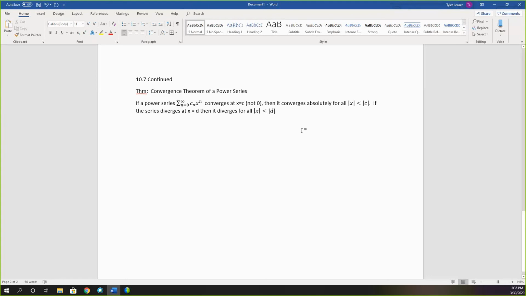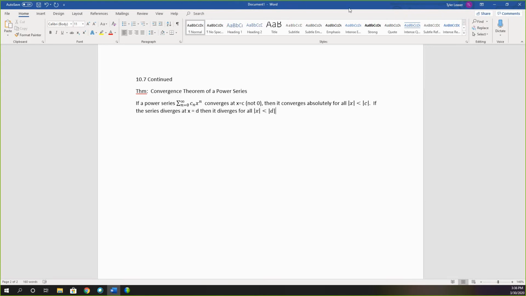Alright, so what this theorem is saying is that if you can figure out somewhere where it converges, then it is always going to converge closer in than that number as far as absolute value goes. If you found somewhere where it diverges, then it's always going to diverge for any number beyond that value.